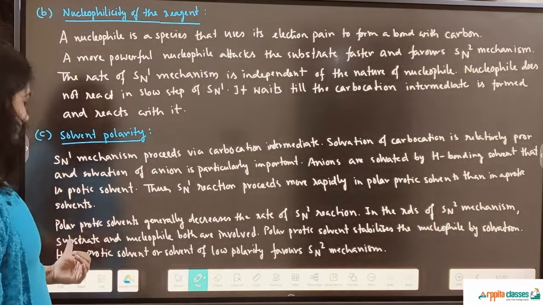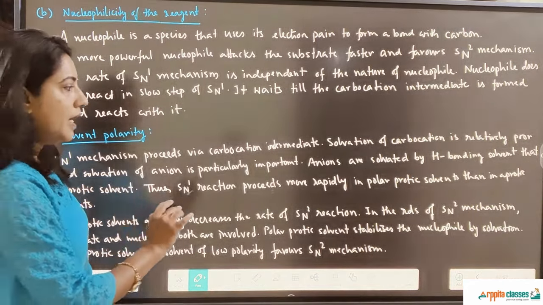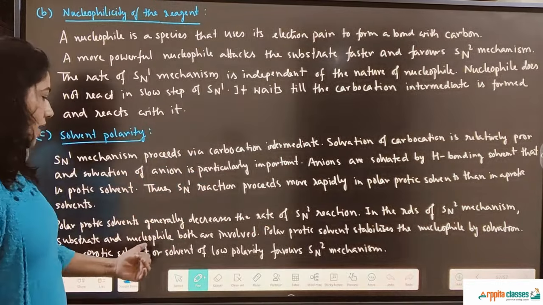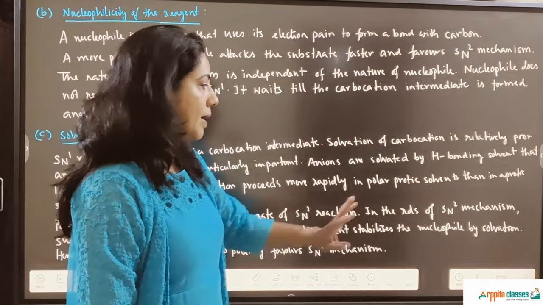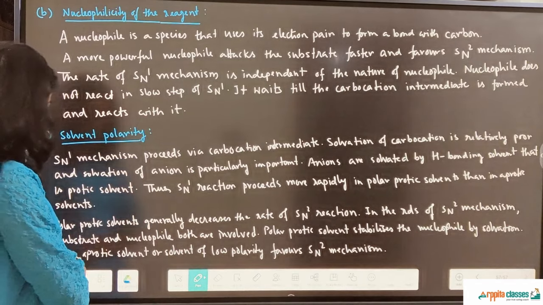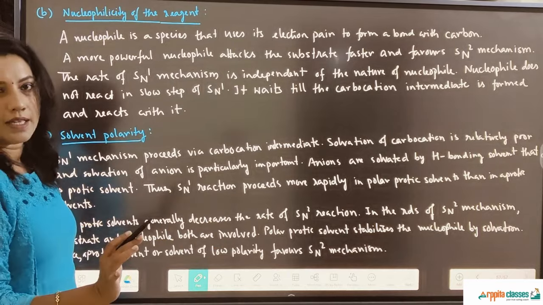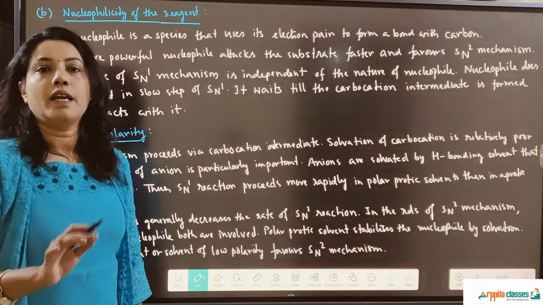Now come to SN2. Polar protic solvent generally decreases the rate of the SN2 reaction. In the RDS of the SN2 mechanism, substrate and nucleophile are both involved. Polar protic solvent stabilizes the nucleophile by solvation, and hence aprotic solvent or solvent of low polarity favors the SN2 mechanism. So this is the write-up for your SN1, SN2 mechanism.